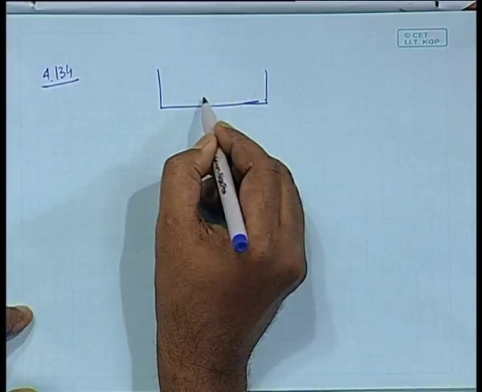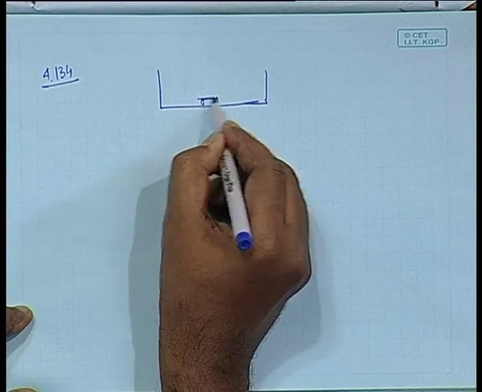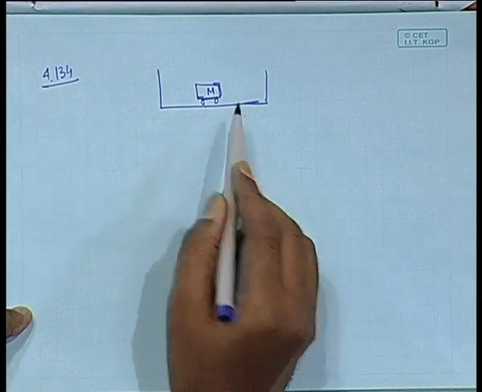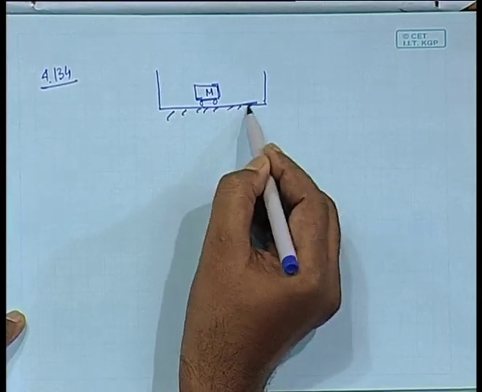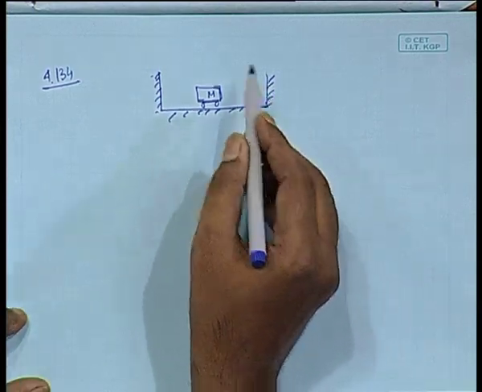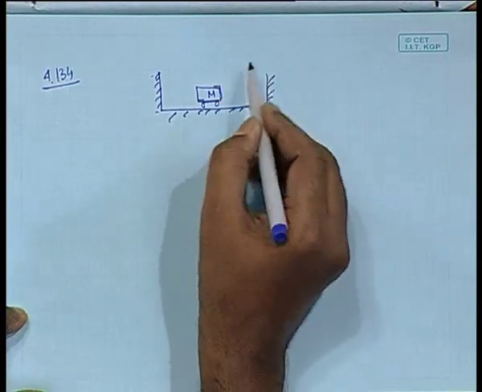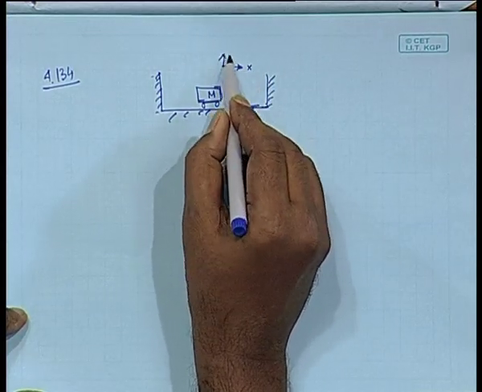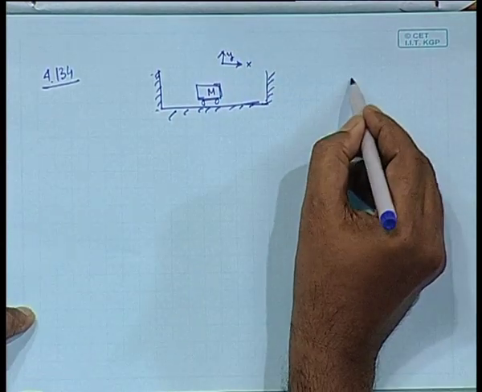So, the first problem we will be attempting is problem 4.134. It is given that there is a road, and a cart is moving frictionless. Okay, its mass is m, and there is no friction between the surface and the wheels. Now, initially the cart was moving in the right direction, this positive x, this positive y, with a uniform velocity u naught.